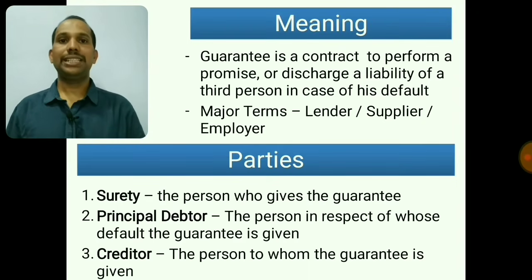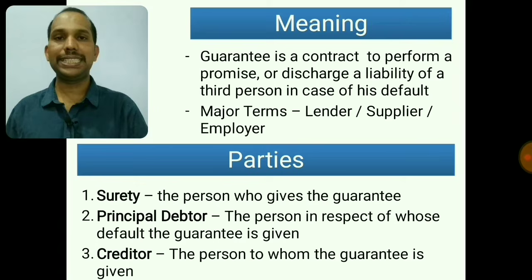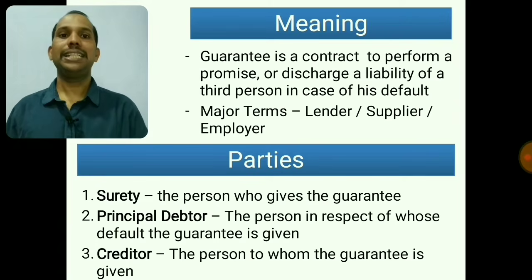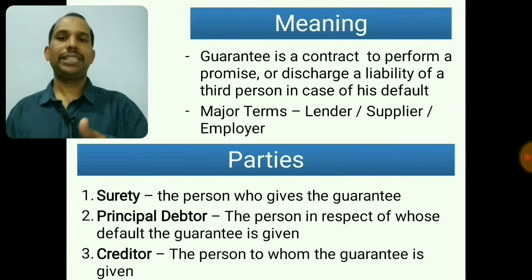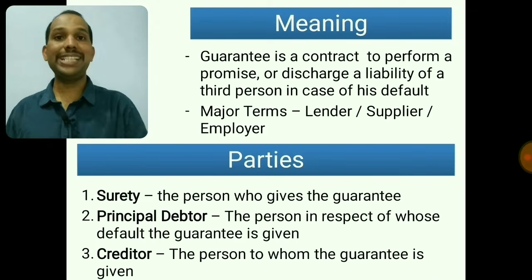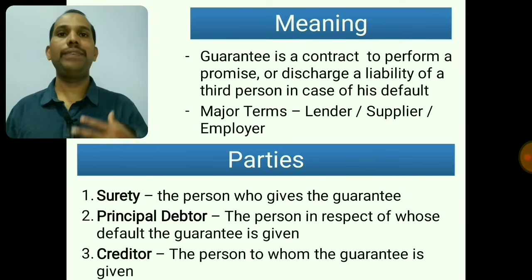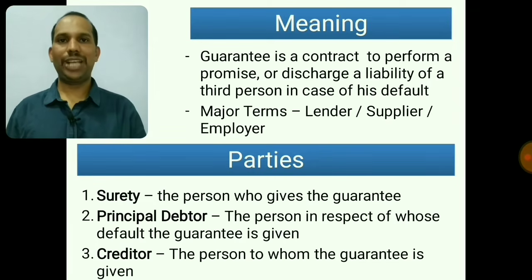Now, who are the parties? There is a surety. The person who gives the guarantee is surety. Principal debtor, the person in respect of whose default the guarantee is given, and creditor, the person to whom the guarantee is given. I hope it's very clear. Principal debtor is the one who is taking the loan, the creditor is the one who is giving the loan, and the surety is the one who is giving guarantee to the creditor, saying that if at all the principal debtor fails to repay, I will take care of the payment or I will pay on behalf of him. That's the surety. I hope it's very clear and you have understood by now.